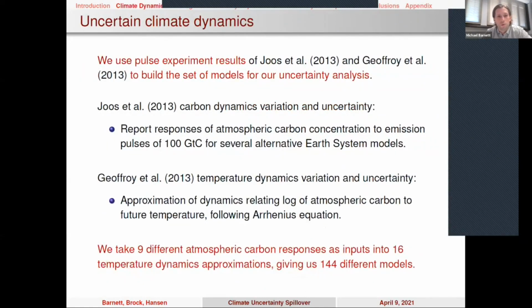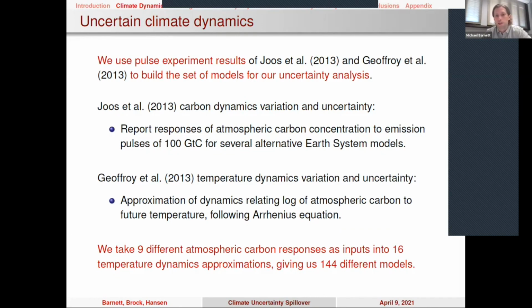Now, as I mentioned, we're going to use some pulse experiments from the climate sciences literature to produce our climate dynamics. All right, and beyond just building a single model, we're going to build sets of models for our uncertainty analysis. So 2 different papers here are papers by Joos and co-authors and Geoffroy and co-authors, who provide carbon dynamics and temperature dynamics variation and uncertainty.